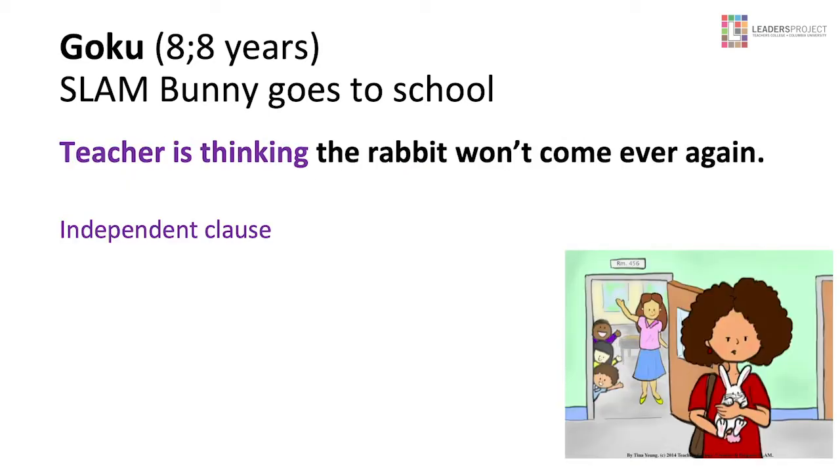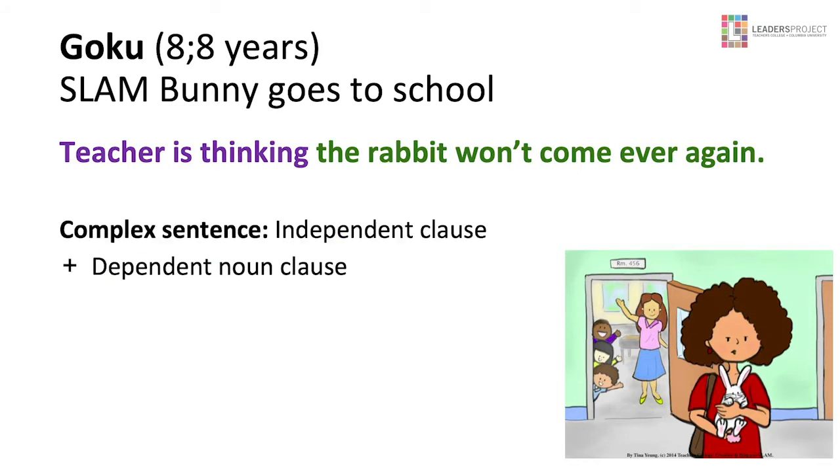The teacher is thinking is your independent clause in this sentence. The rabbit won't ever come again, meaning it's your noun clause. The teacher is thinking it. The teacher is thinking it. The rabbit won't come ever again. So it's an independent clause with a dependent clause, complex sentence.